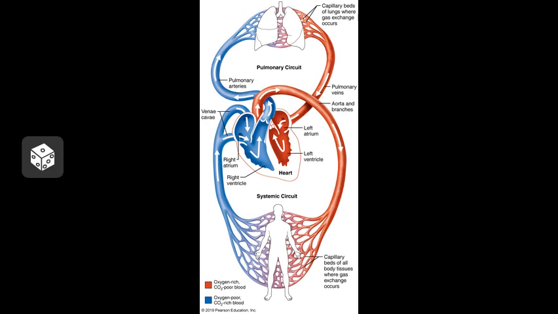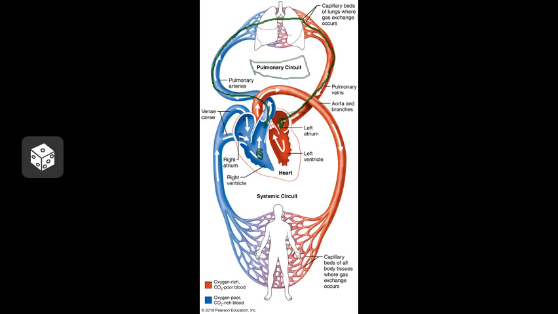The pulmonary circuit starts here in the right ventricle. It pumps deoxygenated blood up through the pulmonary artery to the capillaries that surround the air pockets called alveoli in the lungs, and that's where it unloads CO2 and picks up oxygen. That blood drains into pulmonary veins, which returns to the left atrium. So the pulmonary circuit runs from the right ventricle and back to the left atrium.